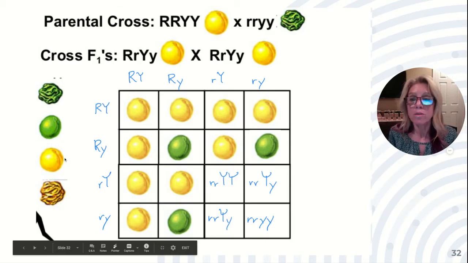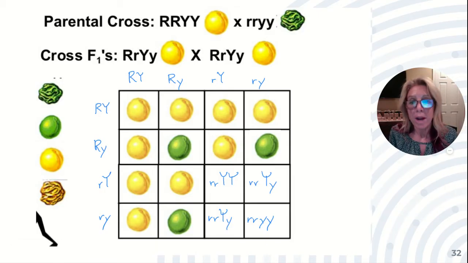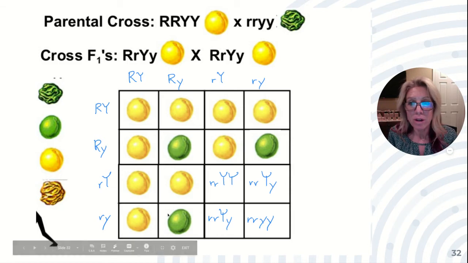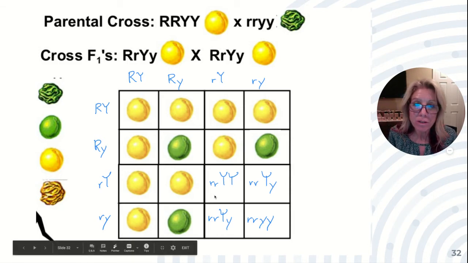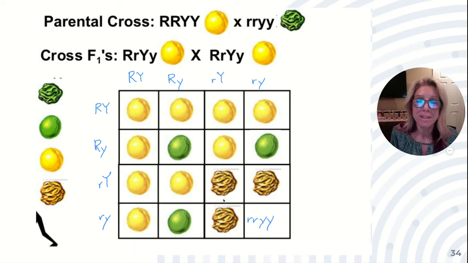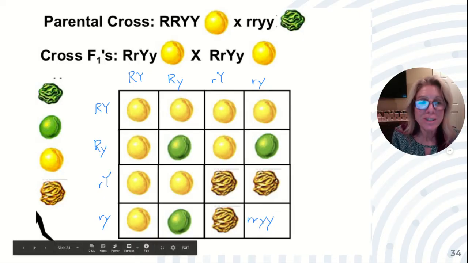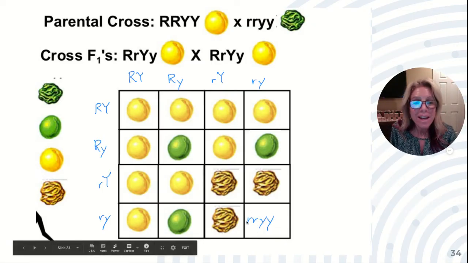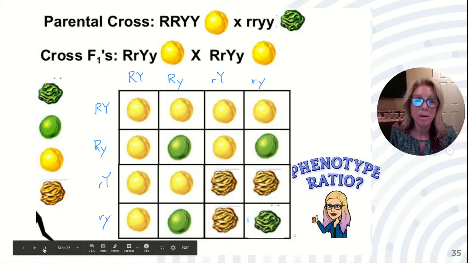Then the next one is round and yellow. So let's try to see how many round and yellows I have. And so I look and I have 3 round and wrinkled. Sorry, I didn't mean to say round and yellow. Round and wrinkled. Sorry about that. And so these are my 3 round and wrinkled. And then this is the only one that is going to be wrinkled and green. Okay, so there's my wrinkled green.